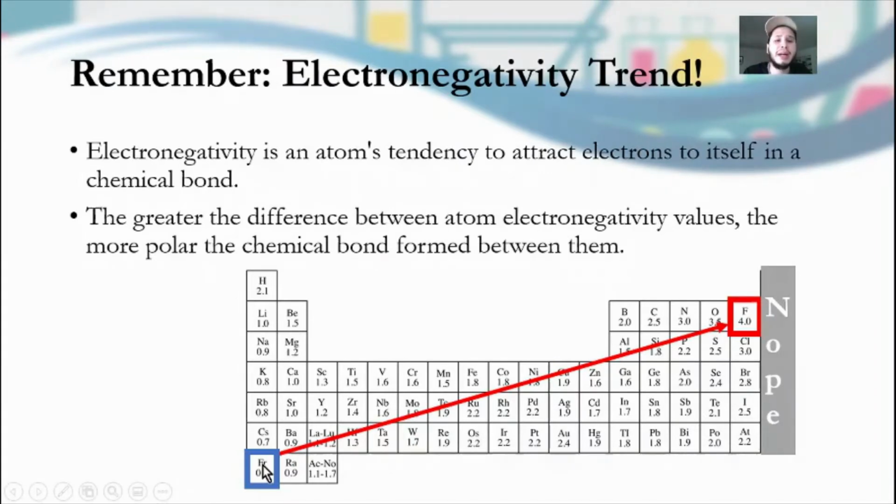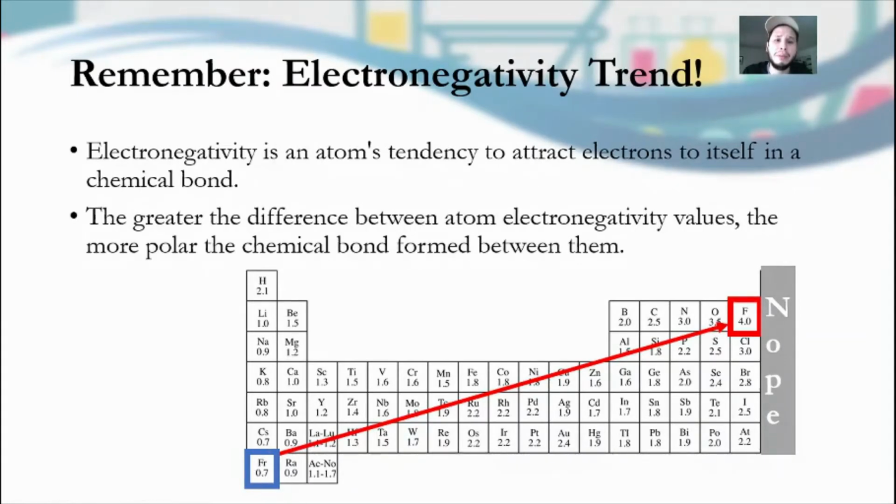Francium, that is my least electronegative element, while fluorine is the most electronegative atom on the periodic table. All of the noble gases have no electronegativity value, so just omit them. The trend of electronegativity values increases from francium all the way to fluorine. So elements that are close to fluorine are very electronegative elements. And elements that are closer to francium are the least electronegative elements.